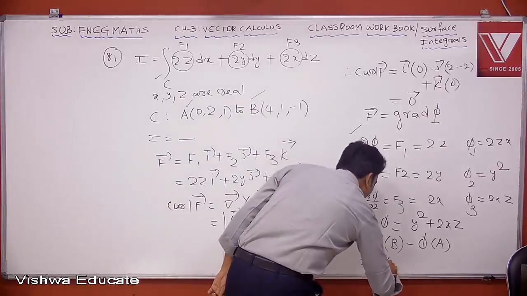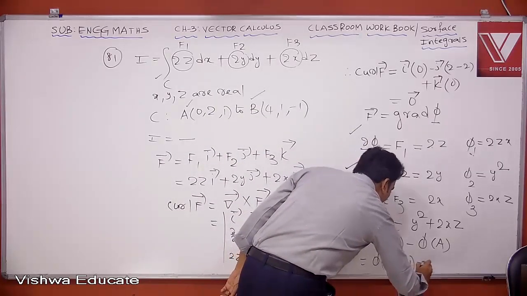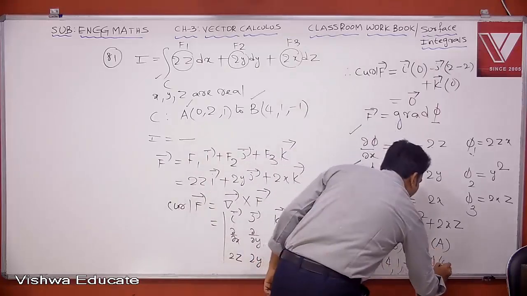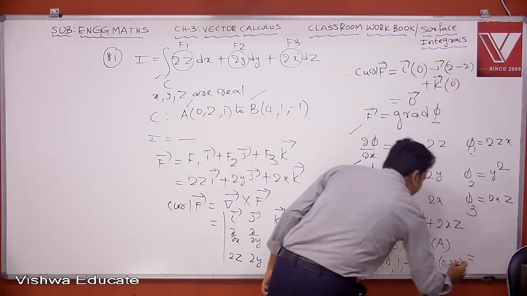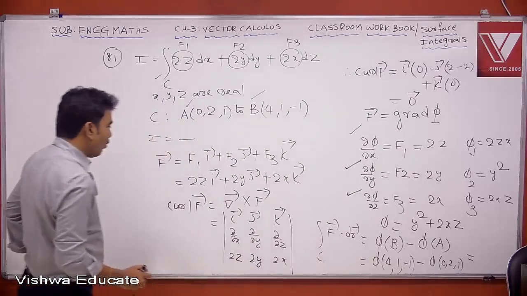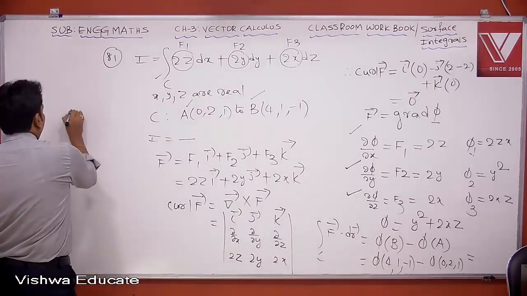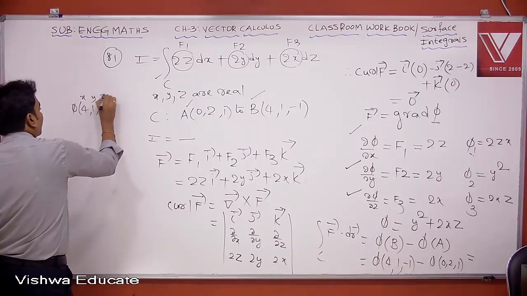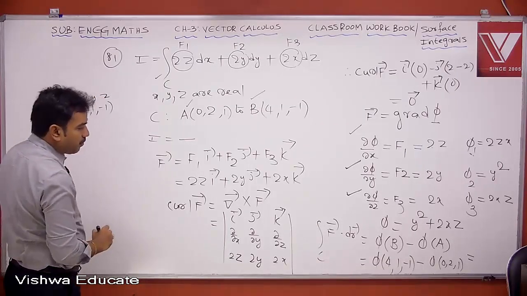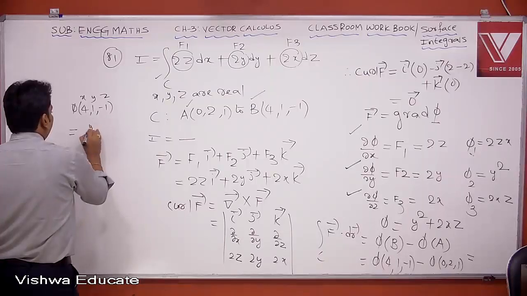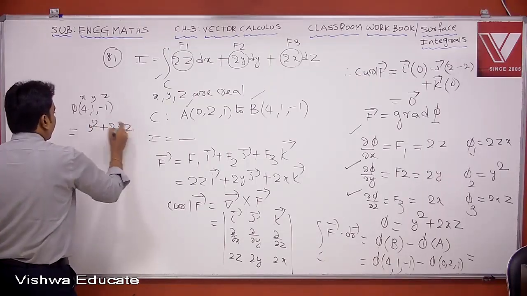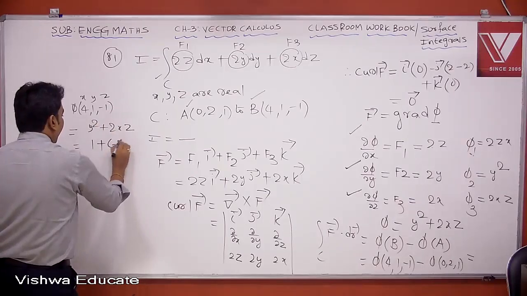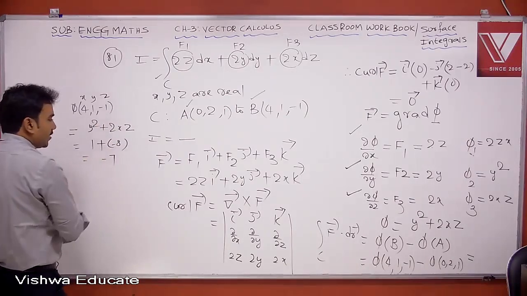4 1 minus 1. So this is phi of point b, and the value is 0 to 1 for the other point. Now let us simplify this value. So what is phi of (4, 1, -1)? Here, this is the x value, this is the y value, and this is the z value. So what is the phi value? Phi is y square plus 2xz. The y value is 1 plus 2 into x into z, so this is minus 8. So this is minus 7.